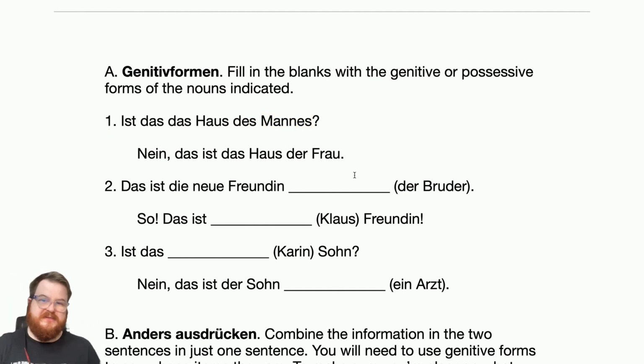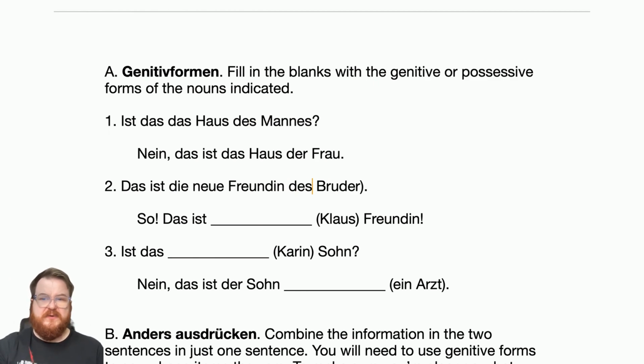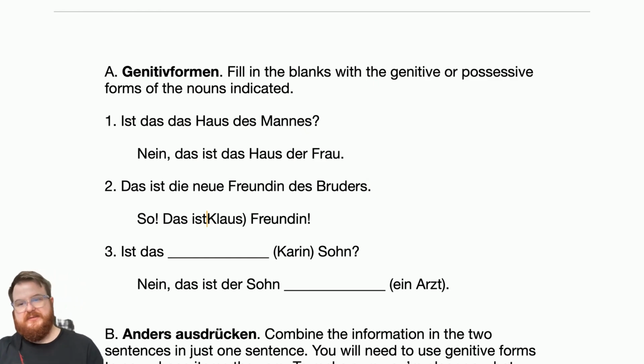Ist das die Freundin? This is masculine, so it's going to need an S on the end of it. Bruders. Ist das. Why do I keep reading that as if it's a question? There's something wrong with my brain. Das ist die neue Freundin des Bruders. So, what did you put for this one?